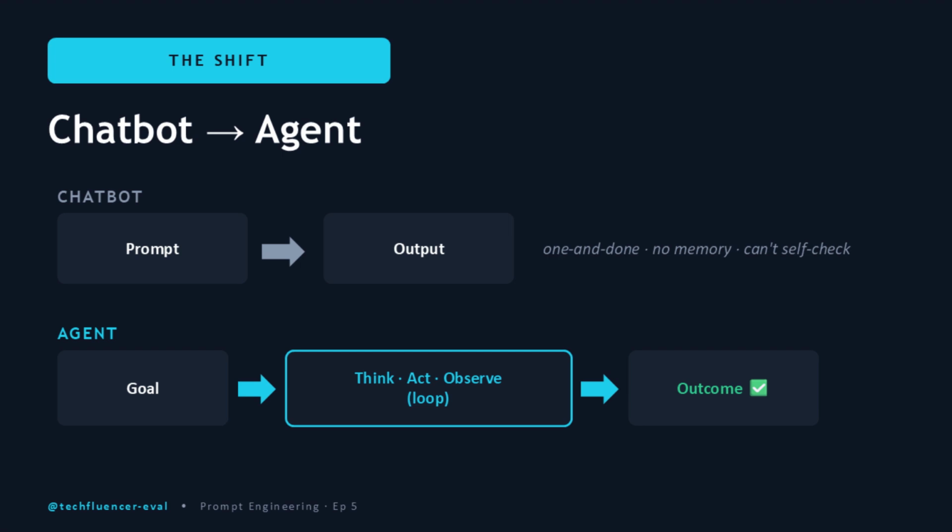A normal LLM call is one and done. Input goes in, output comes out. The model has no memory of what it just did and can't check whether it was right. An agent flips that. It's given a goal, not just a prompt, and then it runs in a loop, thinking about what to do next, taking an action, looking at the result, and adjusting over and over until the goal is met. Picture the difference between asking someone for directions versus handing them the keys and saying, "Get us there." One responds. The other takes responsibility for the outcome.